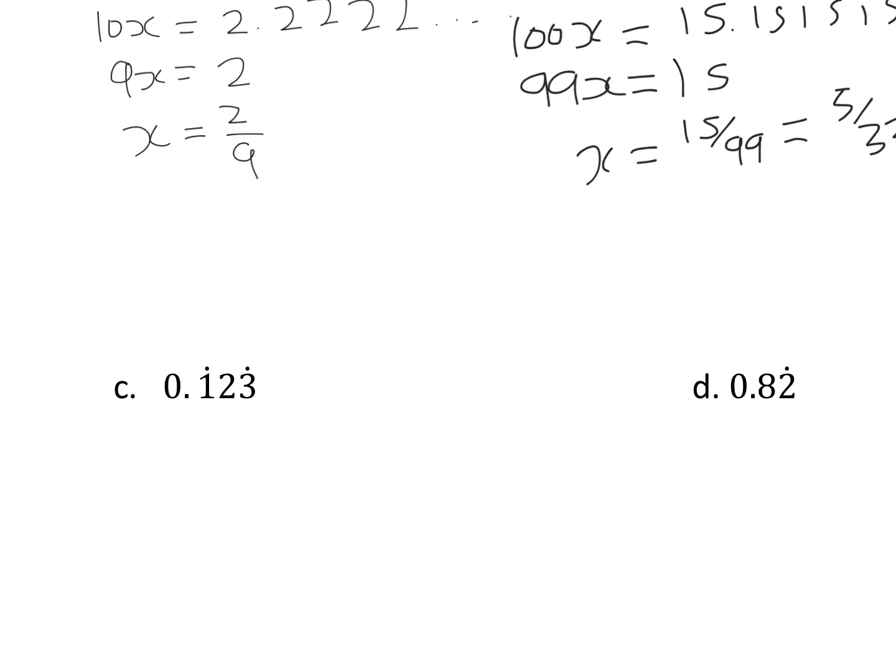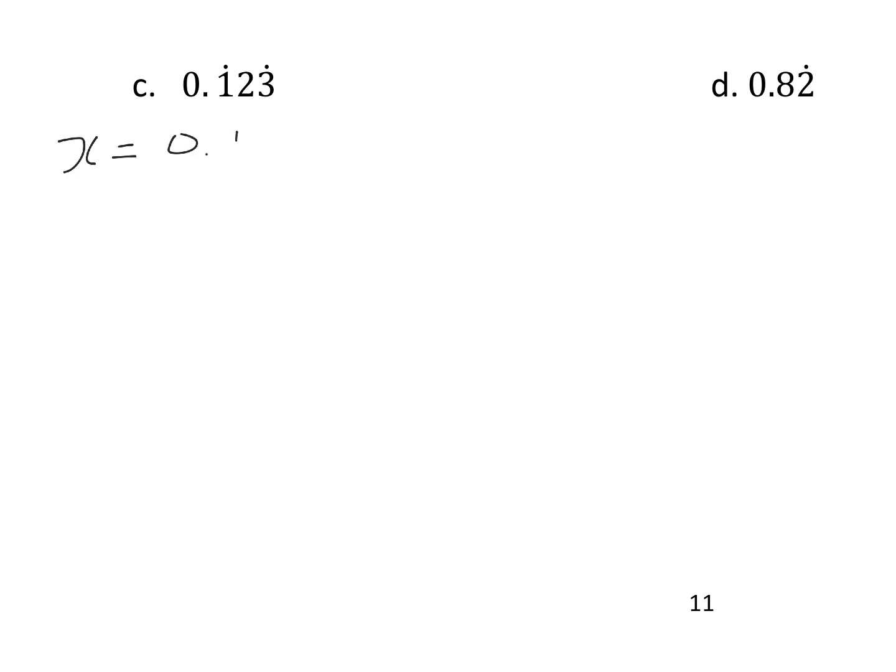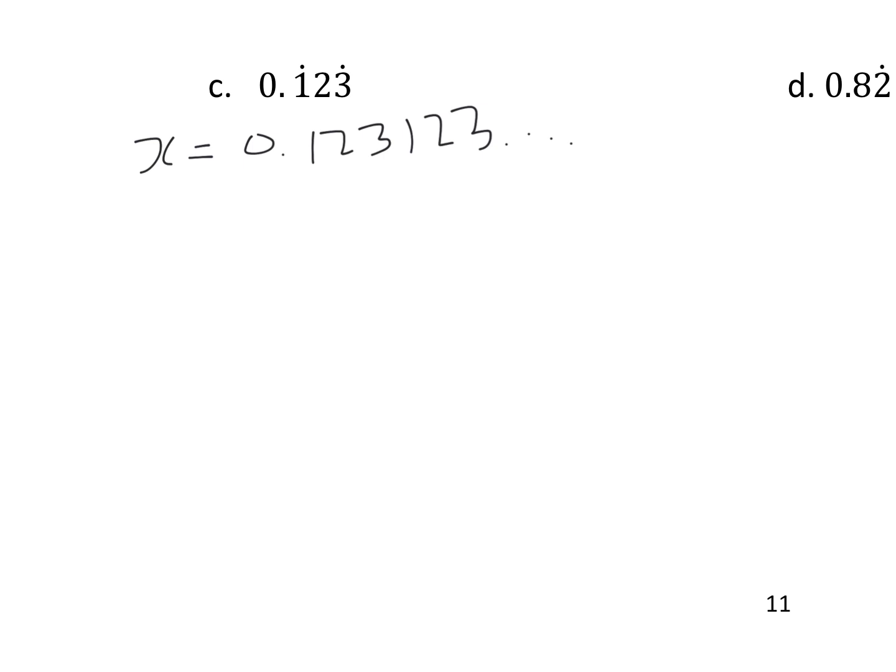Okay, part C, same idea. This time we've got 3 digits recurring. We'll define x to be 0.123123, and so on. We then want to write down not 10x or 100x, but 1000x. That would be 123.123. Ideally, I would have made that a bit neater. Maybe bring this equal sign over a little bit. You need to pre-empt it and think ahead of time. But I've just got away with it.